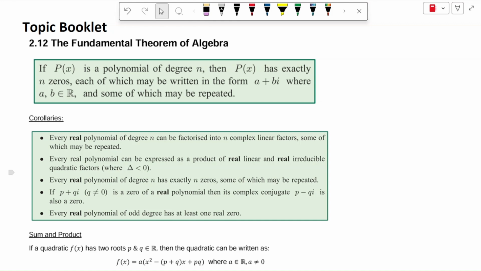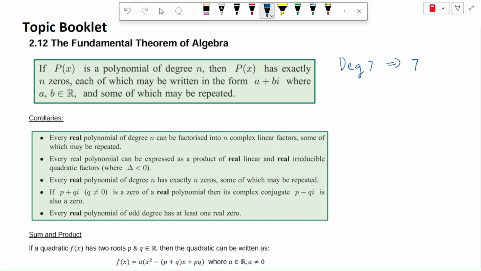Okay, we're talking about the fundamental theorem of algebra, and with such an important sounding name, it is quite an important theorem. So the main theorem is sort of this thing here. Essentially what it's saying is about polynomials and their zeros. So suppose that we have a degree 7 polynomial.